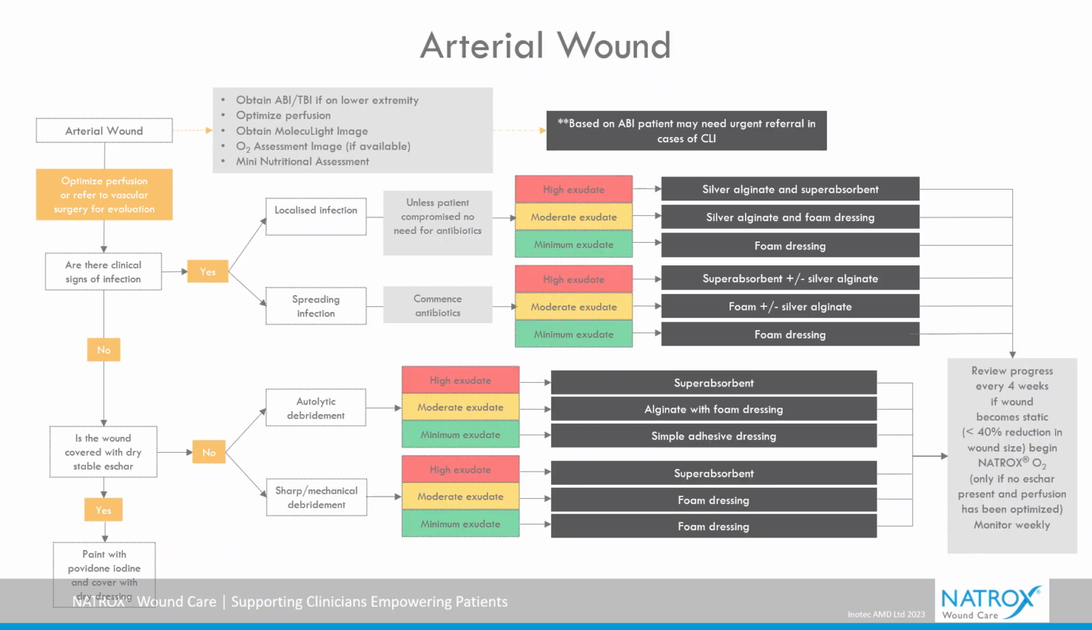Here's an overview of the arterial wound treatment algorithm. When a patient presents with an arterial wound, obtain all the appropriate screening tests, optimize perfusion or refer to vascular surgery for evaluation. If there are clinical signs and symptoms of infection, determine if they're localized or spreading. Localized infections do not need systemic antibiotics unless the patient is compromised.